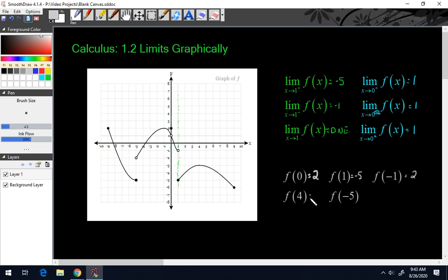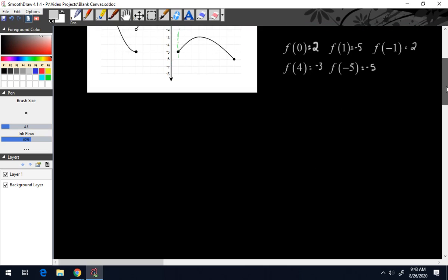What about f of 4? Here's x equals 4. What's the y value? That's -3. And then last, -5. We've got an open circle, can't use that one, but we do have a solid dot right here, and that's at -5. So there's one graph where we did limits from both sides and we did some function notation. Let's do one more.